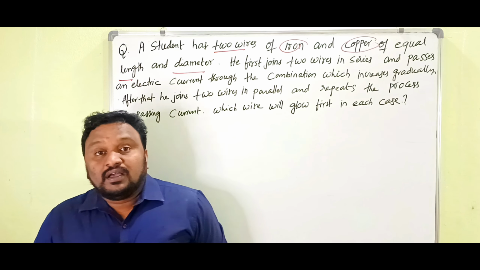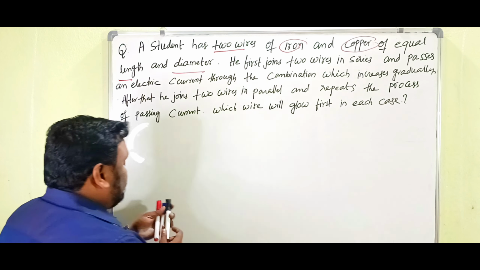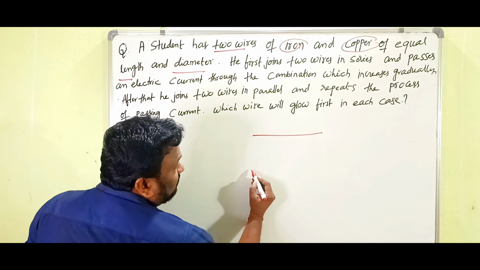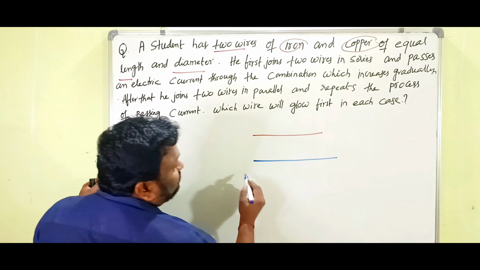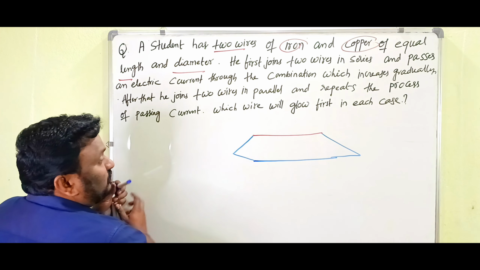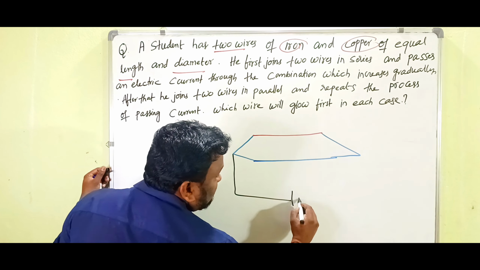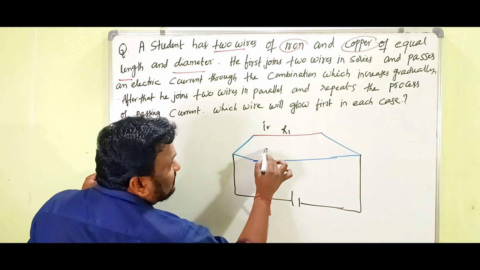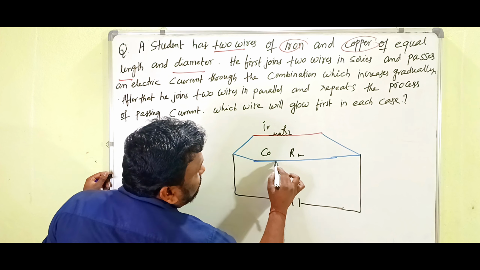You have to remember. If the same wires are given in parallel, what happens? Let us see. So this is the iron wire and this is the copper wire. Now these two are given like this, connected to one battery. This is again R1, that is iron, and this is the copper. Its resistance is R2. Simply I am showing like this.